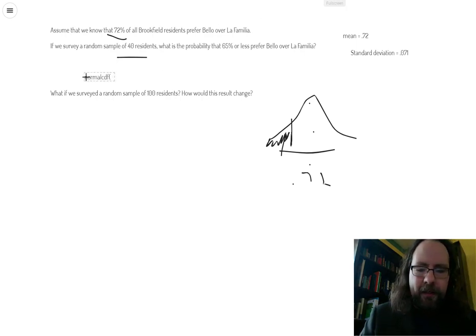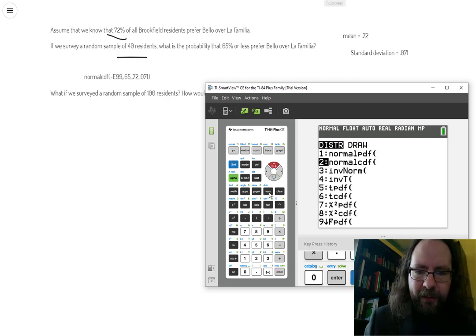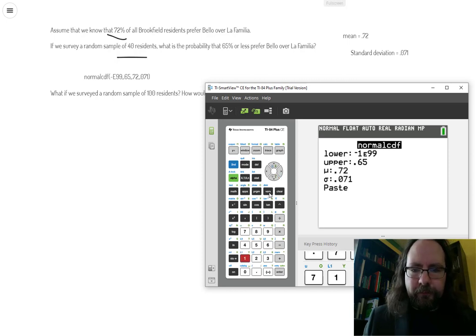And again, I need a big negative lower bound. My upper bound is 0.65. My mean here is 0.72, and my standard deviation is 0.071. Once I have that, I can use my calculator to get the answer. So again, going into my distribution menu, you should be very used to going into this menu by now. Normal CDF. It already puts negative 10^99, which is great. I'm going to do 0.65, and my mean is 0.72, and my standard deviation is 0.071. Paste.